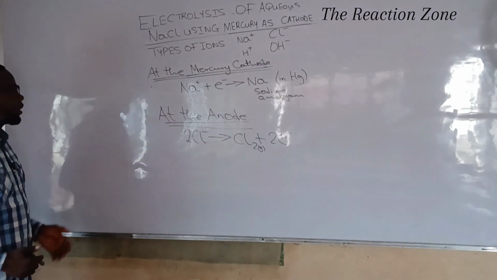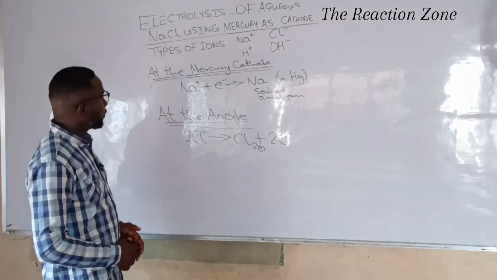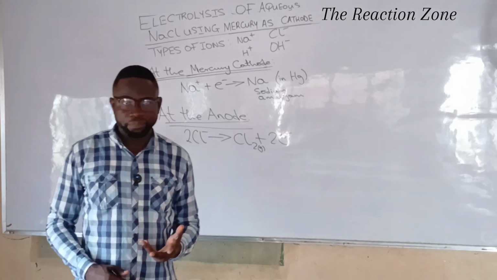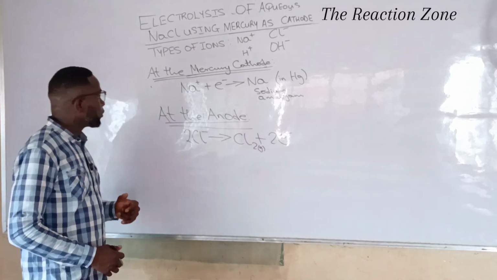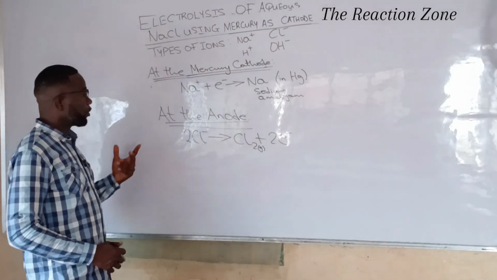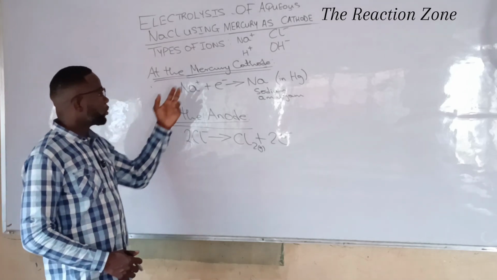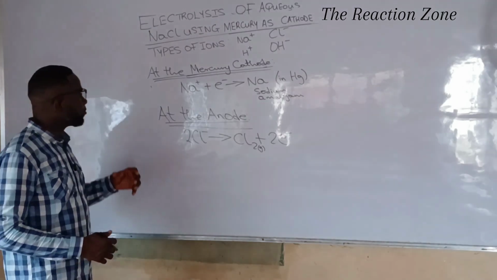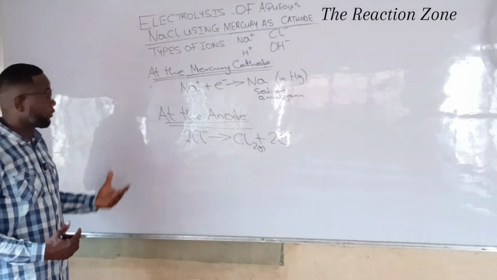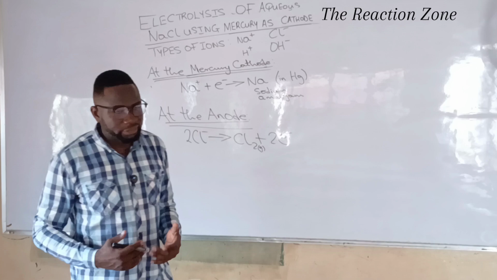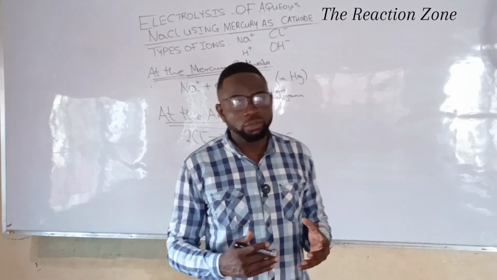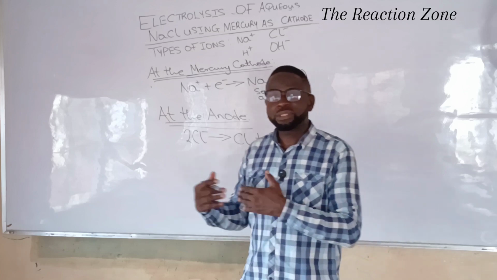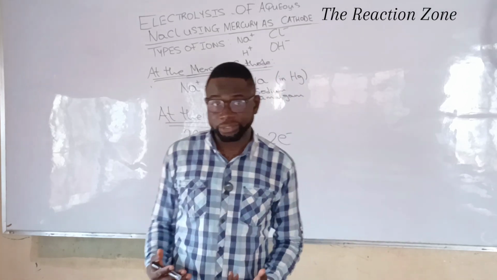At the mercury cathode, sodium ion is positive, which means that sodium ions undergo reduction to form sodium atom. Now, this is because sodium has a strong affinity for mercury. So despite the fact that hydrogen is lower than sodium in the electrochemical series, sodium will still be preferentially discharged.